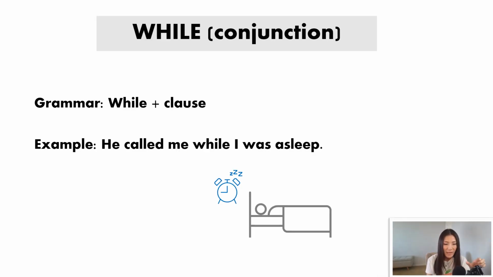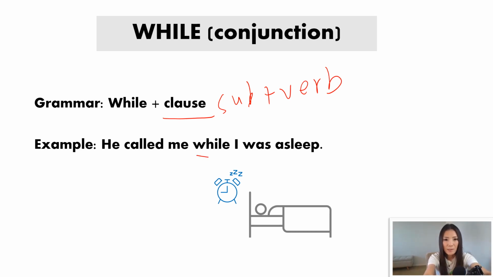The word while is not a preposition, but it's actually a conjunction. So the grammatical form we're going to use is while plus a clause. If you forgot what a clause is, it's subject and verb. So for example, he called me while I was asleep. Right here is my subject and my verb.